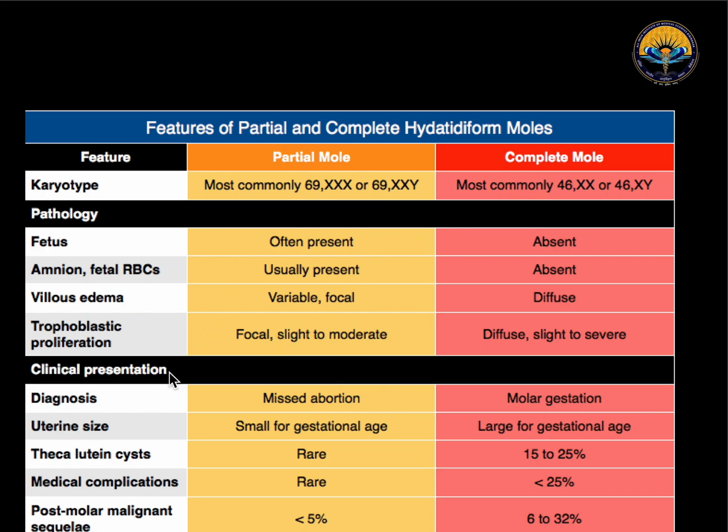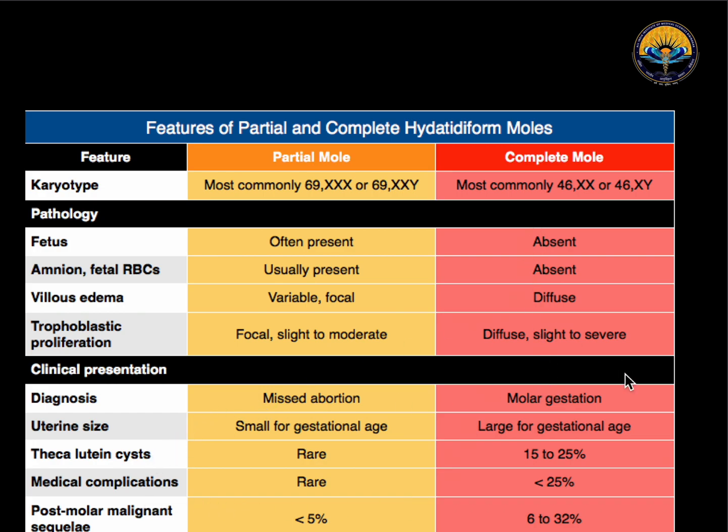Clinical presentation: complete mole, like we saw in this case, will have a clear-cut appearance of a molar pregnancy, whereas partial mole will appear like a missed abortion case. In complete mole, the uterus size will be larger for gestational age and smaller in partial mole. Theca lutein cysts are more commonly seen in complete mole. Medical complications are also more common in complete mole.